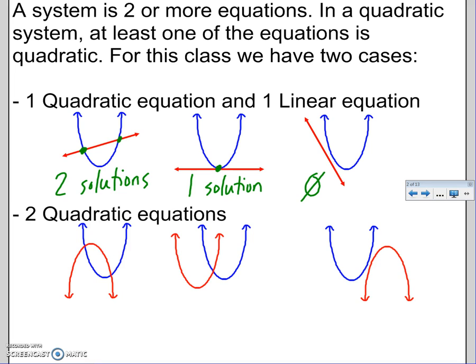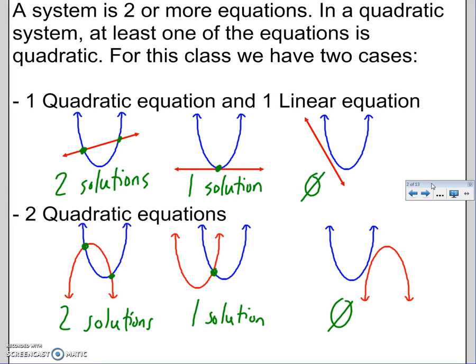Or maybe we have two quadratic equations. We have two U's, but it's the same idea. They cross or intersect twice. So again, two solutions. They might cross just once, so one solution. Or they cross no times, no solutions.